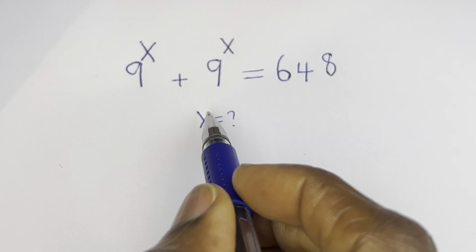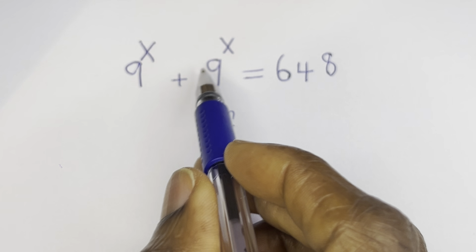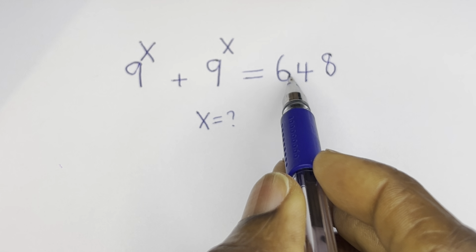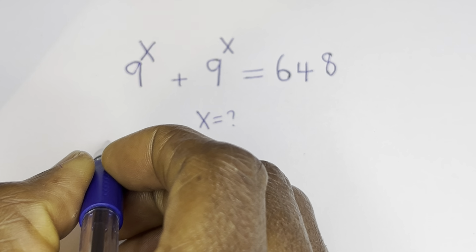Hello, how to solve for x in this equation? 9 to the power of x plus 9 to the power of x is equal to 648. Solution.